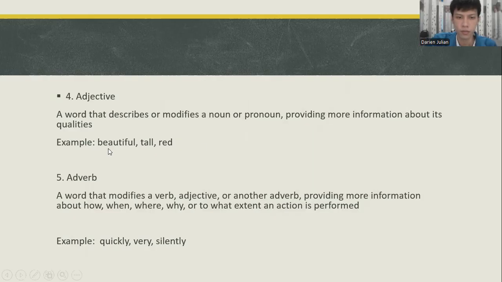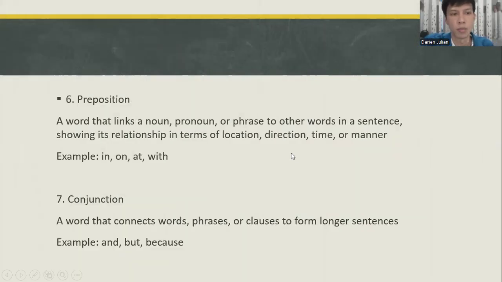Six is preposition. Preposition is a word that links a noun, pronoun, or phrase to other words in a sentence, showing its relationship in terms of location, direction, time, or manner. For example, in, on, at, with. They are often followed by an object to form a prepositional phrase, which helps glue the sentence together by showing how elements relate to each other.